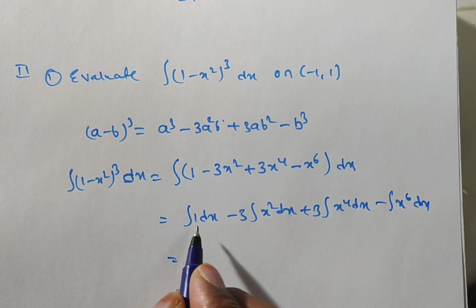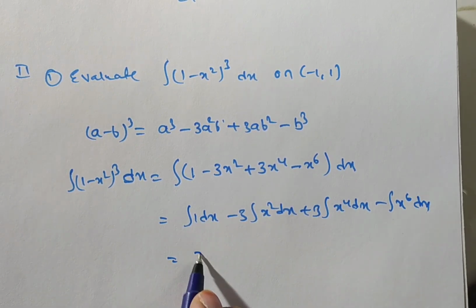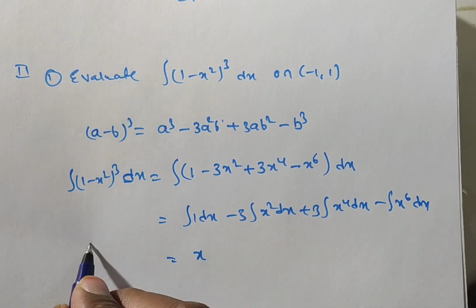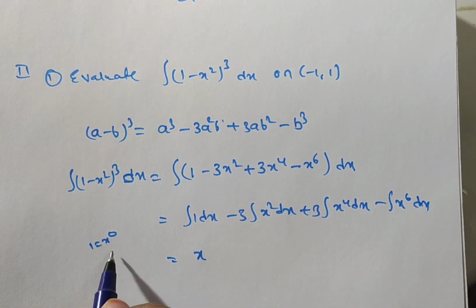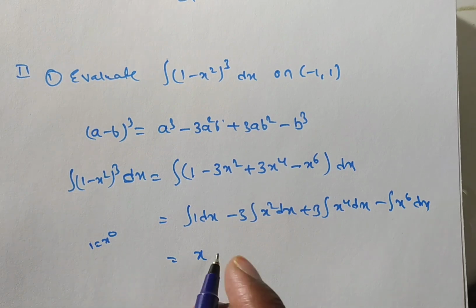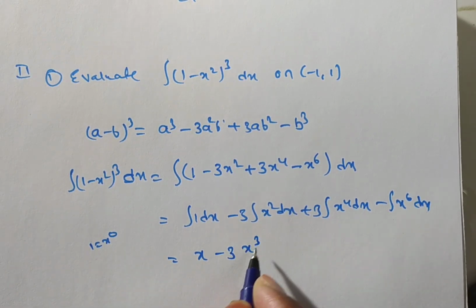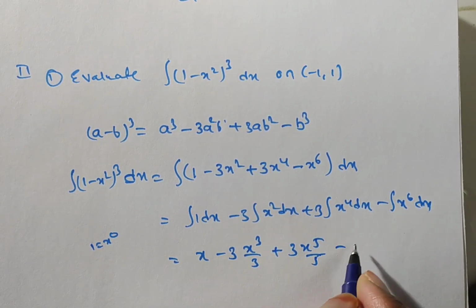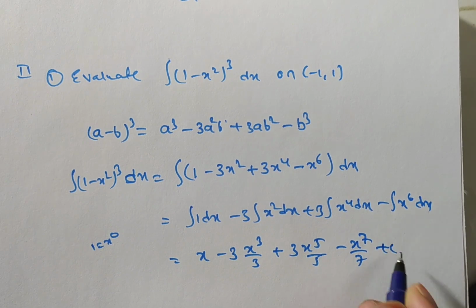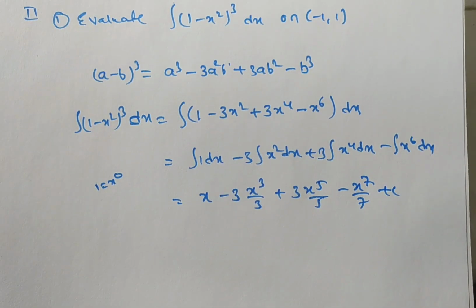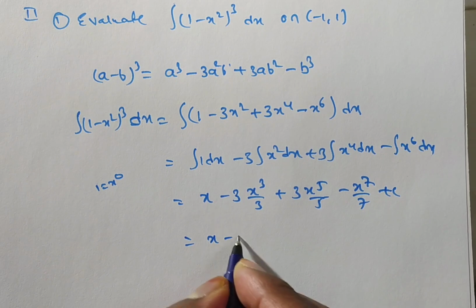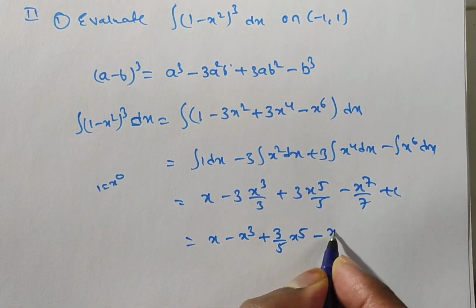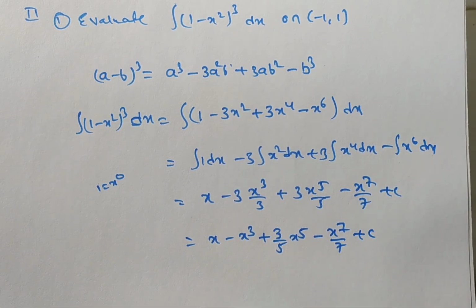Now the integral of 1 dx is nothing but x only. We already discussed constant as x power 0. You can write 1 as x power 0, so 0 plus 1, divided by 0 plus 1, is nothing but x power 1 by 1. That is x minus 3 into the integration of x square, x cube by 3, plus 3 into x to the power of 5 by 5, minus x power 7 by 7, plus finally you will get one arbitrary constant c. So if you simplify this, you will have x minus x cube plus 3 by 5 times x to the power of 5 minus x power 7 by 7 plus c.